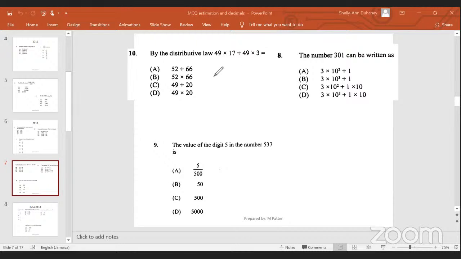All right, the distributive law states that. Give me a minute.